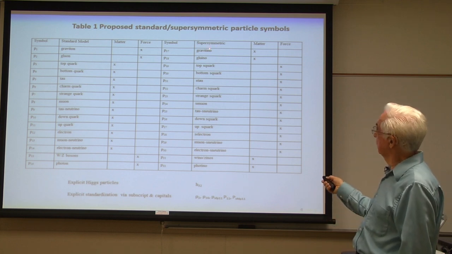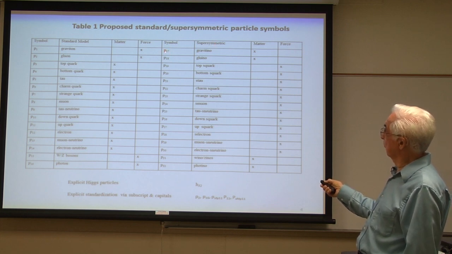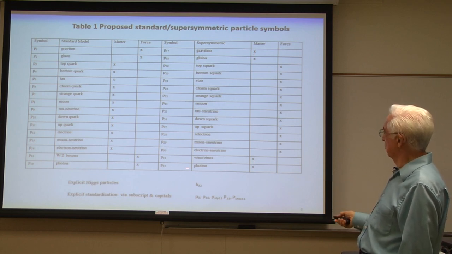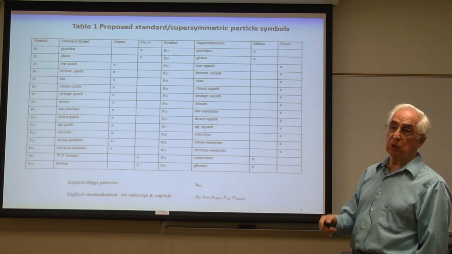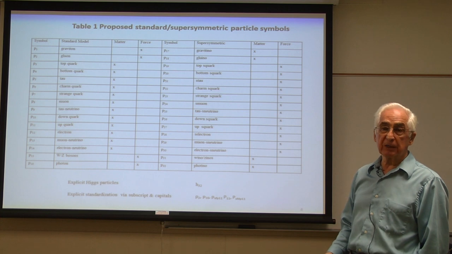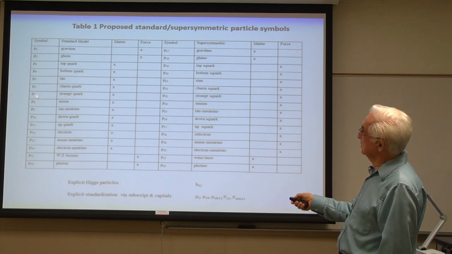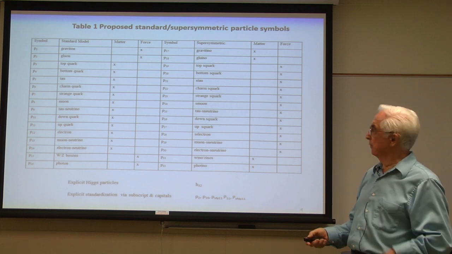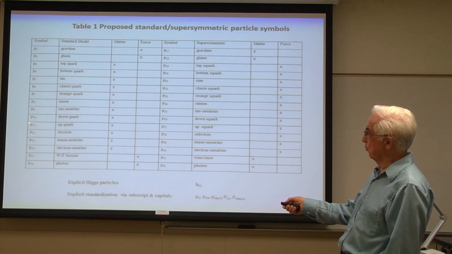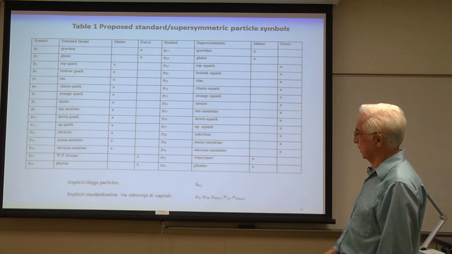Over on the right side, we have the supersymmetric matter and force particles. There are 4 supersymmetric force particles, the gravitino, the gluino, the winozino, and the photino. And there are 12 supersymmetric matter particles, and they are the 6 squarks and 6 sleptons. Now, the subscript uniquely defines a particular matter and force particle. For example, 11 stands for the up quark, and 16, P16, is the photon force particle.